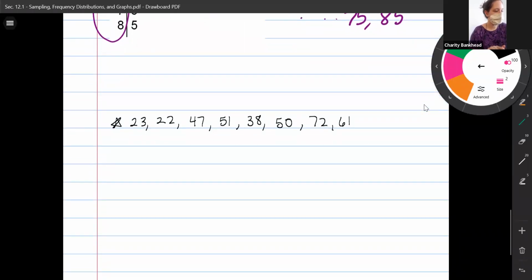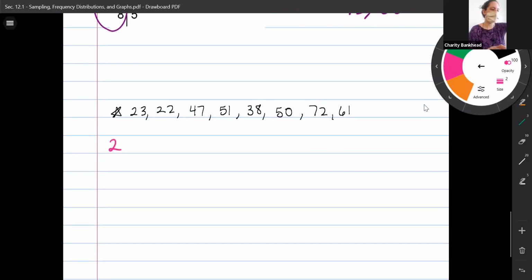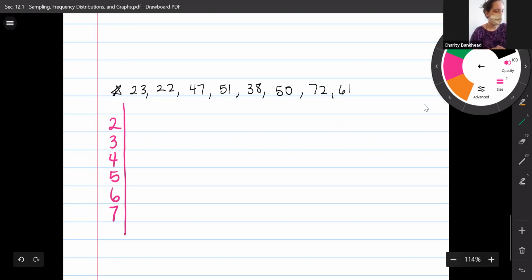So my smallest number is 22 and my highest number is 72. So for my stem column, I'm going to go basically 2 through 7: 2, 3, 4, 5, 6, 7. So that's my stem. All right, so my smallest number is 22. So I'm going to put a 2 here on the leaf area.